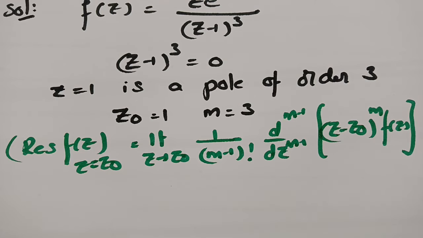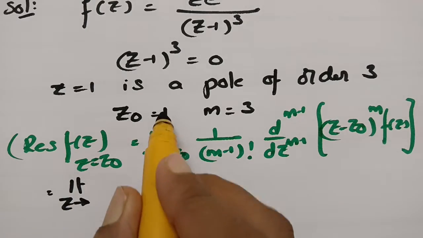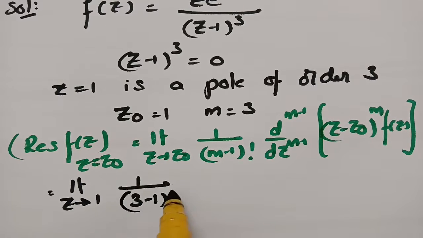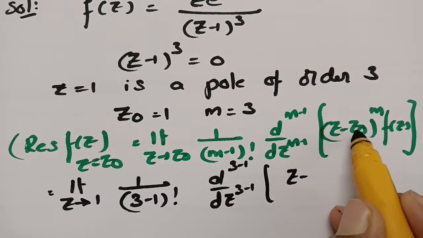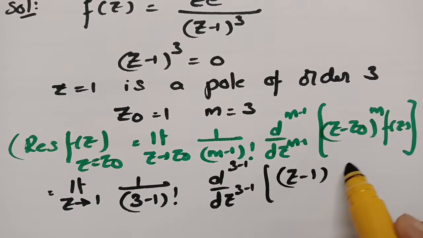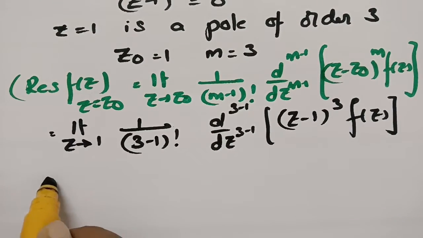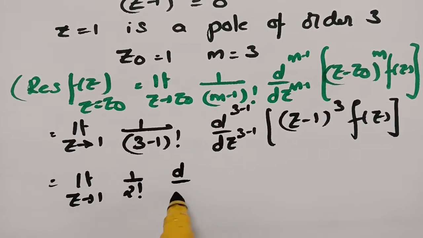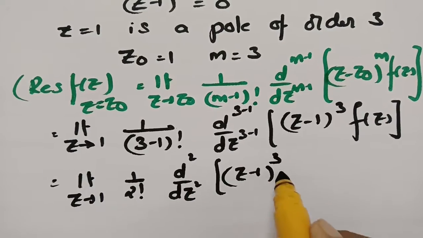Now we have to substitute m value as 3 and z0 value as 1. So this will be limit z tends to 1, since z0 is nothing but 1, of 1 by (3 minus 1) factorial, and d by dz power 3 minus 1, into (z minus 1) whole cube into f of z. Clear? And this will be limit z tends to 1 of 1 by 2 factorial into d square by dz square into (z minus 1) whole cube into f of z.